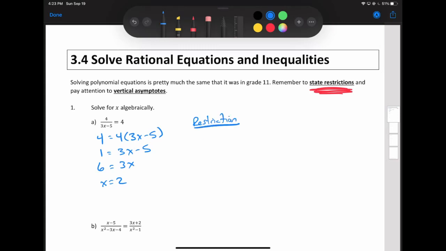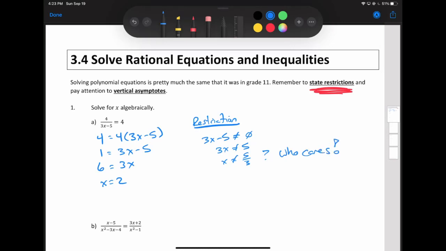The restriction is that 3x minus 5 cannot equal 0, which means that 3x cannot equal 5, which means x cannot equal 5/3. So here's the question. Is that even an actual restriction? Well, our math says that x is equal to 2, but it can't be equal to 5 over 3. Well, it actually can't be equal to anything other than 2. So this one, who cares?